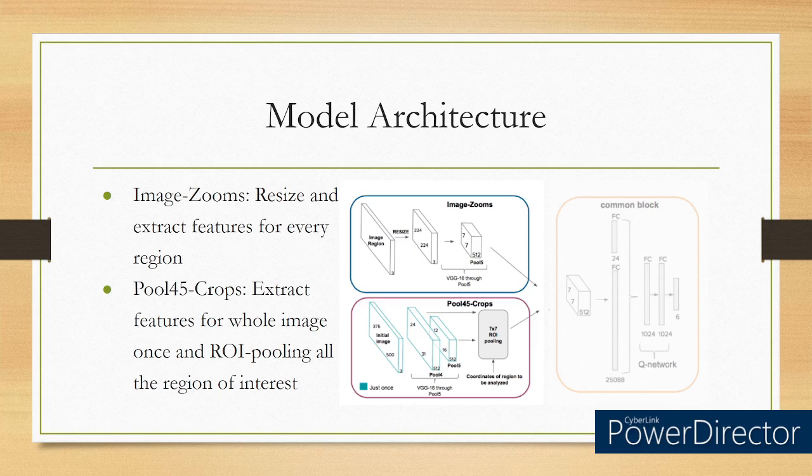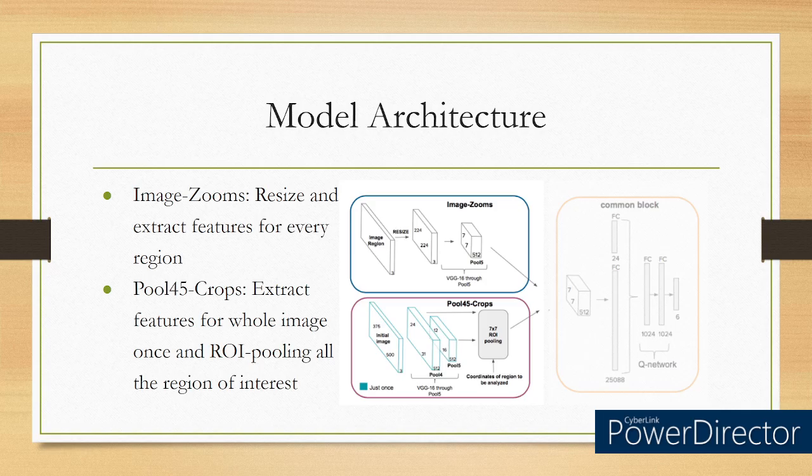Finally, let's discuss the model architecture, which consists of the feature extractor in the first half and the DQN in the second half. The author tested two different models for the first half. Both use VGG16 for feature extraction, but in different ways. The first one is the image zooms model. We resize each region individually and then extract features through the convolutional neural network VGG16, maintaining high spatial resolution features and yielding better performance.